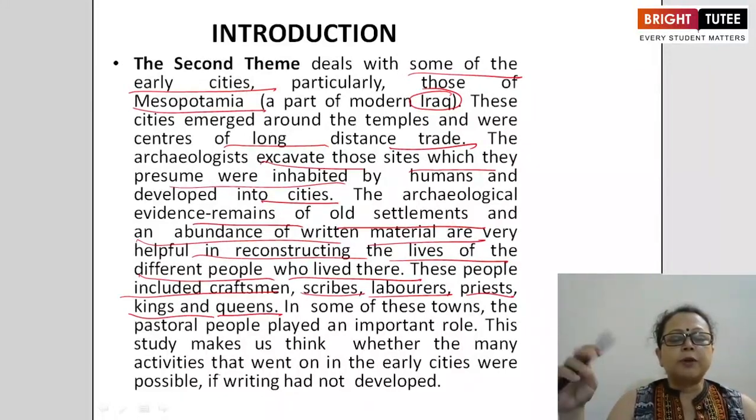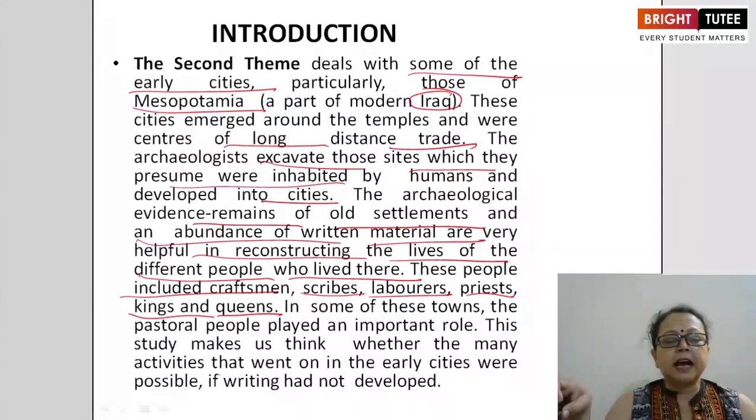The concept of civilization was there. King, queen, labor, scribe, craftsperson, all were living in the society. In some of these towns, the pastoral people, nomadic people, just kept on moving from one place to another along with the cattle as well as the goods. So these pastoral people played an important role.